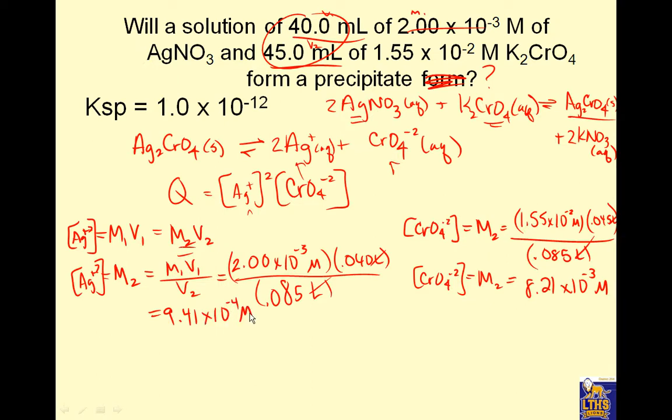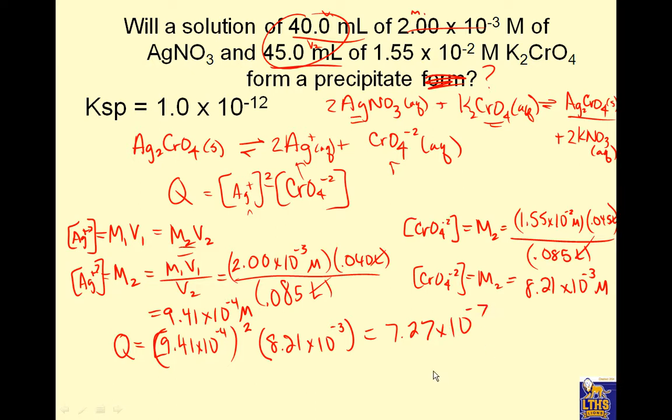Okay, so what do we do now? Well, now we got to plug it into the Q to see where we're at. So Q is going to be equal to the silver ion concentration, 9.41 times 10 to the negative 4. Don't forget, we have to square it, times the chromate ion concentration, 8.21 times 10 to the negative third. You don't have to square that because there's no coefficient. And we find Q is equal to 7.27 times 10 to the negative 7th. KSP is 1 times 10 to the negative 12th. Q is greater than KSP.